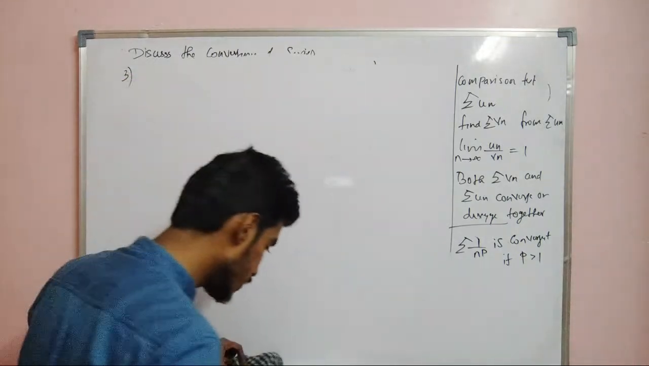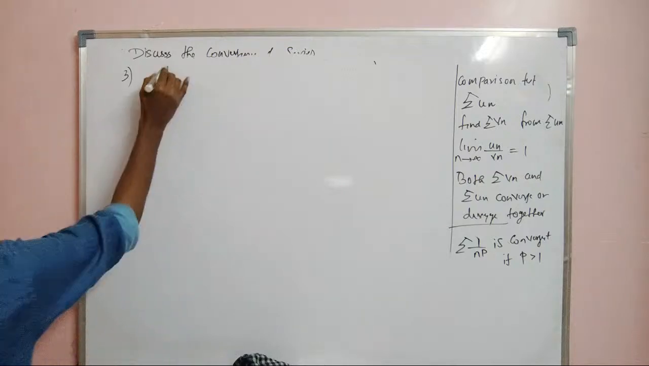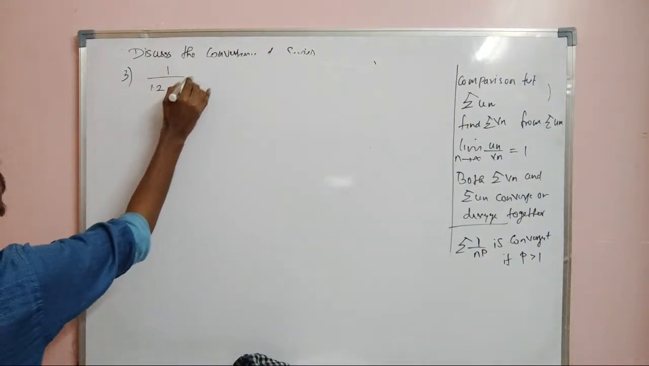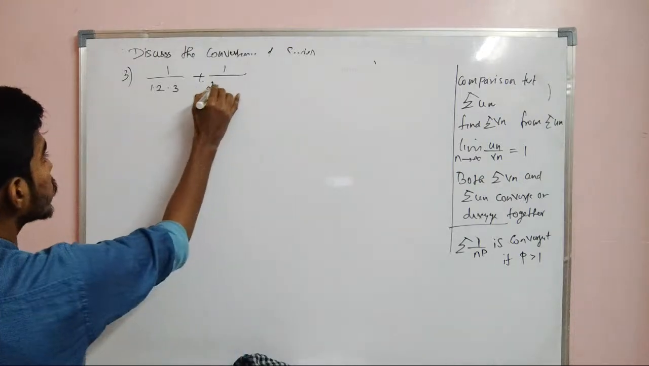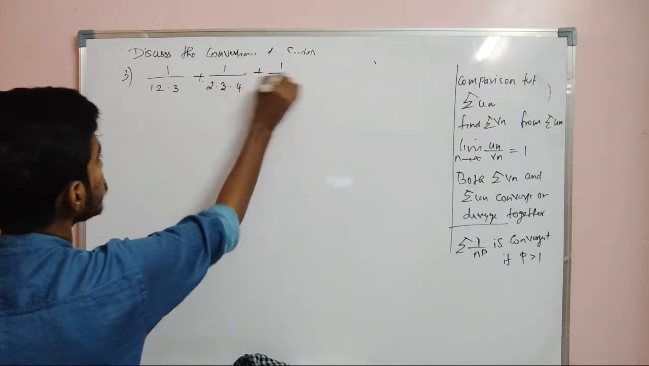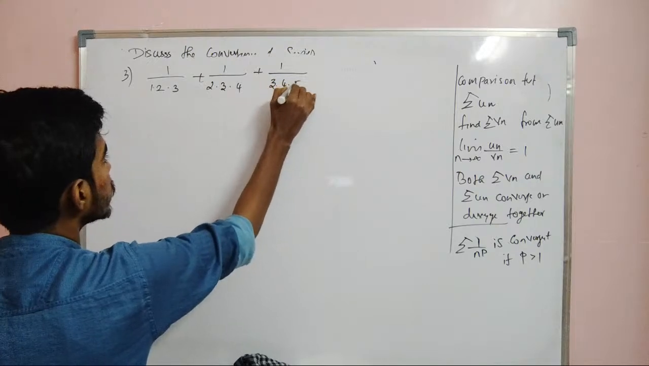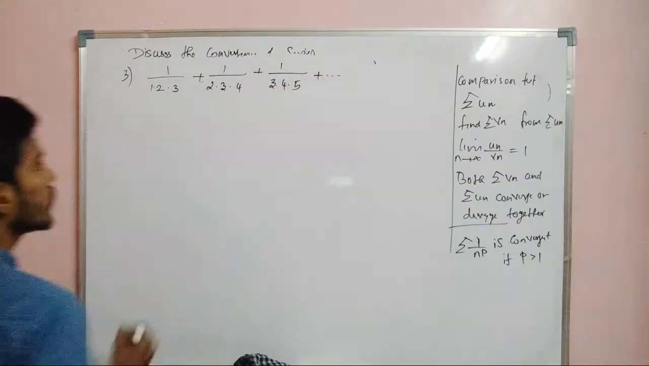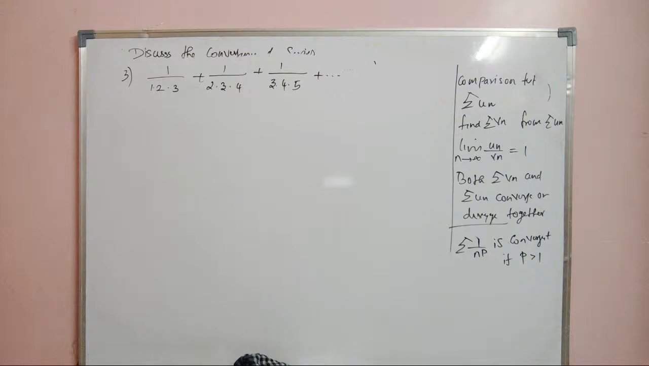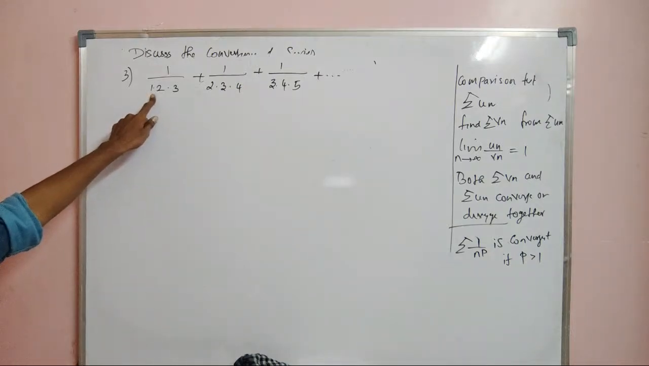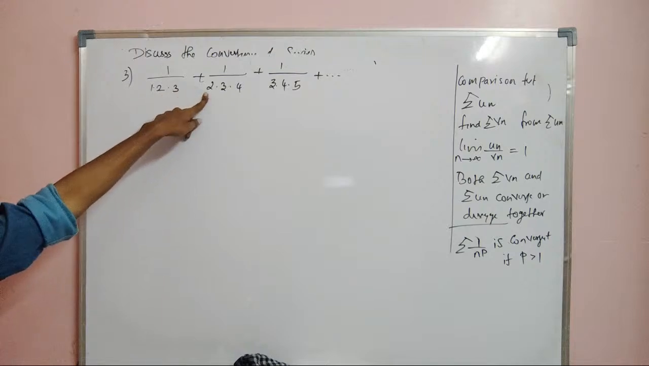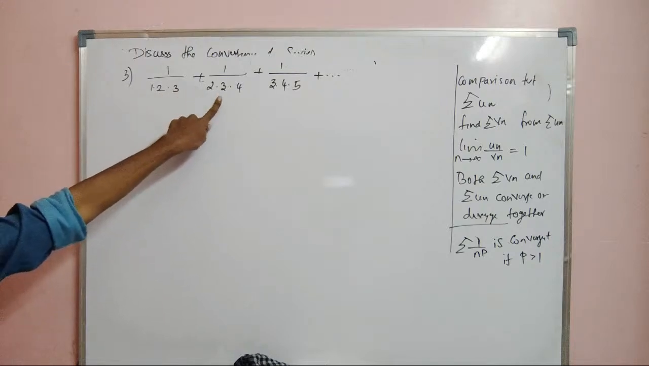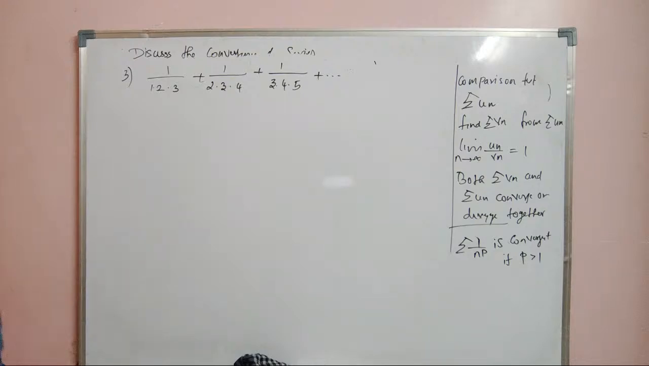So the third problem is 1 by 1 into 2 into 3, plus 1 by 2 into 3 into 4, plus 1 by 3 into 4 into 5, and so on. Now I can clearly find the nth term of the series. So the nth term is nothing but 1 by n into n plus 1 into n plus 2, right? Again, if I see, n is 2 here, so n plus 1, n plus 2, or else you can also use the method that we used in the previous problem.